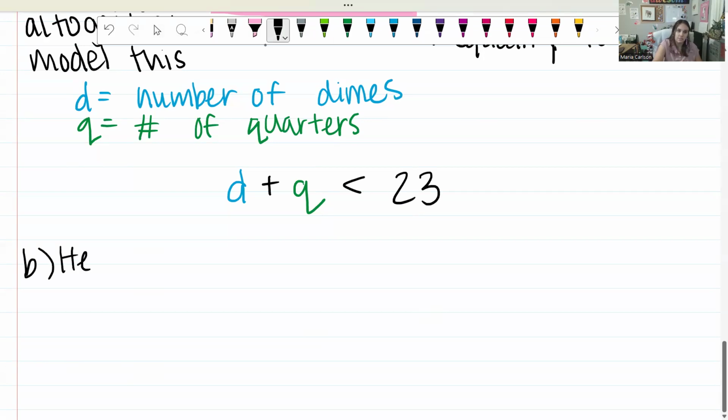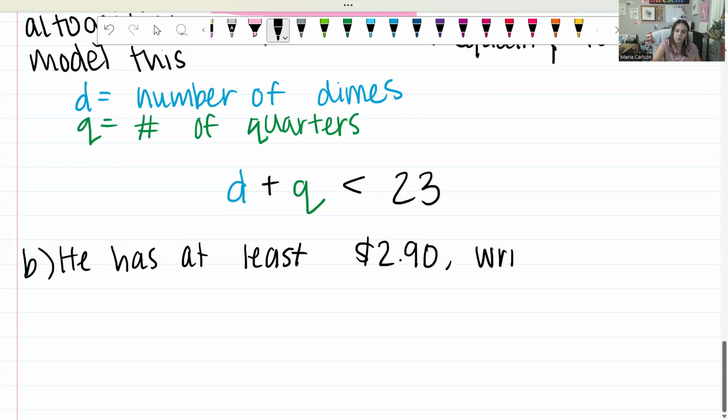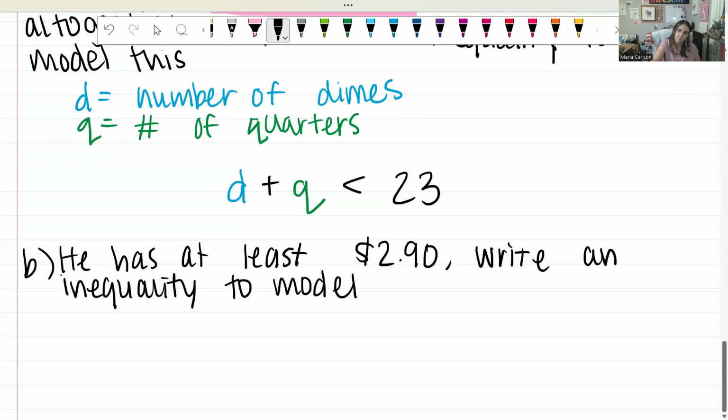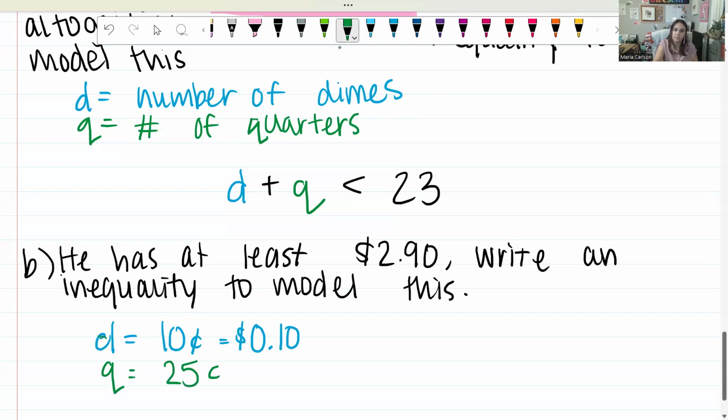He has at least $2.90. Write an inequality to model this. So we have to now think about the value of dimes and the value of quarters. We know that dimes are 10 cents, but this is talking in terms of dollars, so that is $0.10. And quarters are 25 cents, so that is $0.25.